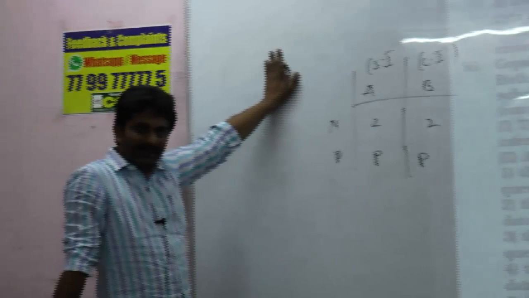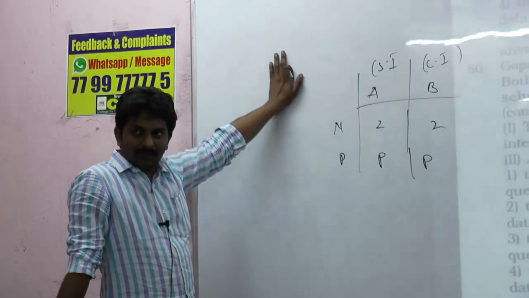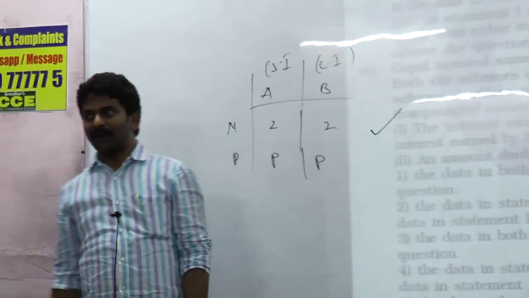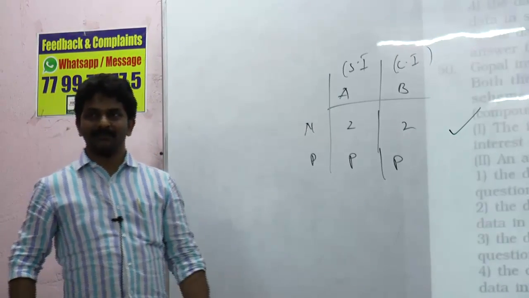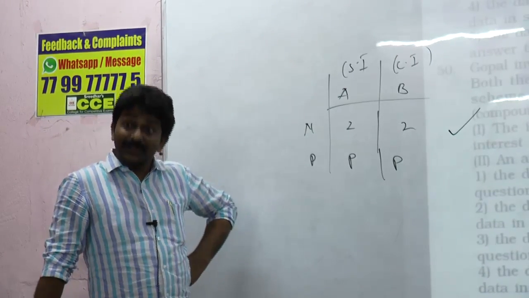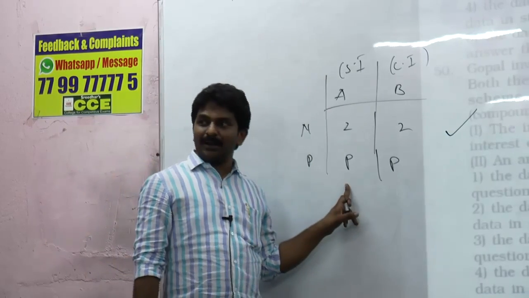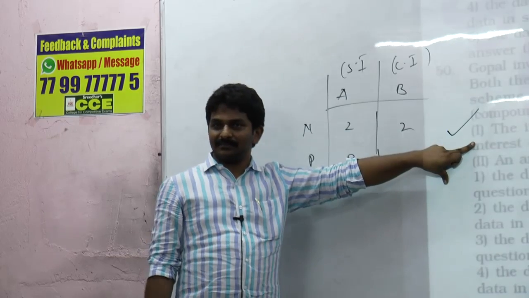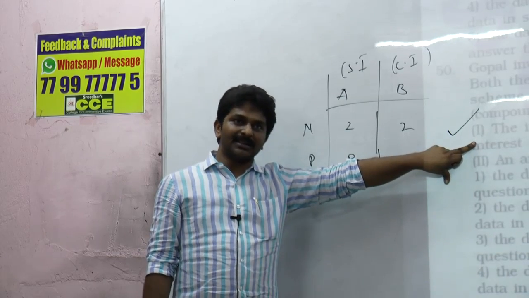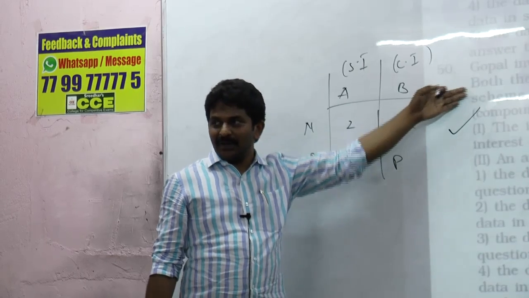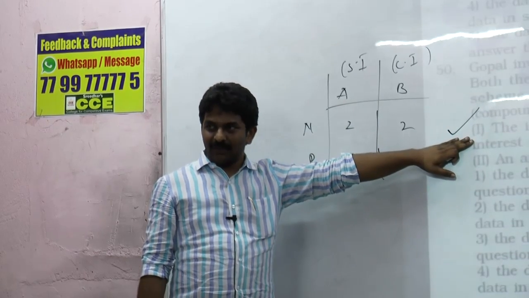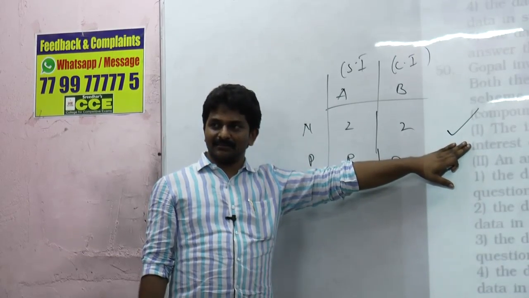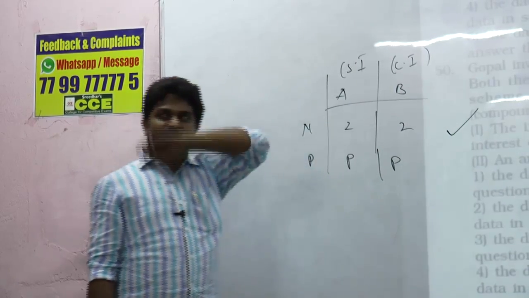Is 1 alone sufficient? Yes or no? Using 1 alone also we can get the answer, provided you have one more piece of information. What is that? Principle. If you are given principle, then using 1 alone we can get the answer. But principle is not given. Hence 1 alone is not sufficient.